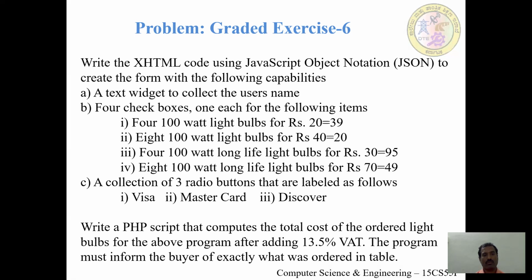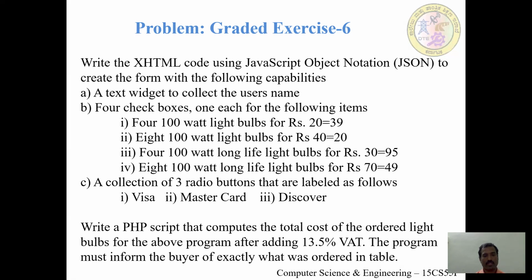4 checkboxes, one each for the following items. That is 400 watt light bulbs of rupees 20.39, 800 watt light bulbs of rupees 40.20, 400 watt long life bulbs for rupees 30.95, 800 watt long life bulb for rupees 70.49. Again, we need to create 3 radio buttons in order to mention the payment mode, Visa card, MasterCard and Discover card.